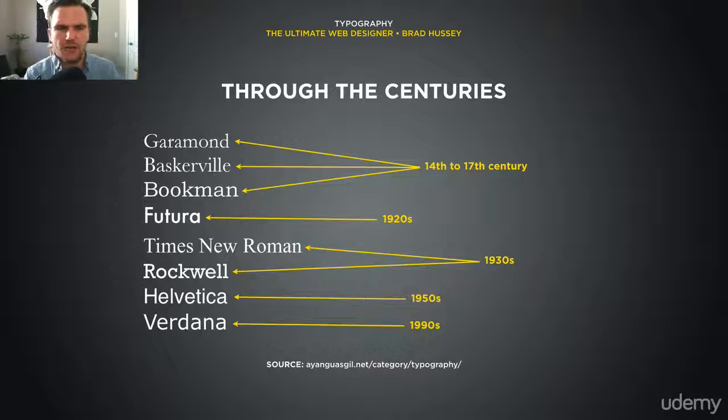Obviously, it looks like Times New Roman kind of was a little bit of a throwback to the 14th to the 17th century, but Rockwell, you could see, kind of had a little bit of a dirty 30s look. And by the 50s, we were looking at the famous Helvetica, a sans serif font. And in the 1990s, we were looking at a little bit more of a digital style of typeface like Verdana. Obviously, there are a lot more typefaces in between these. These are just some basic examples.